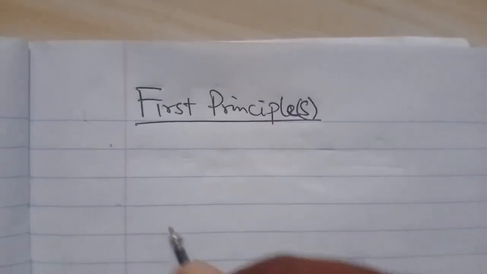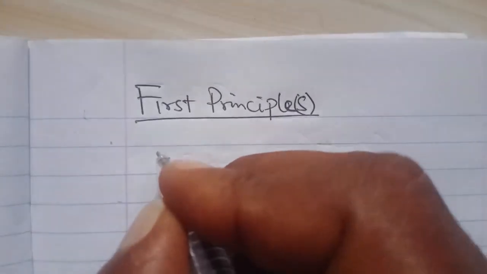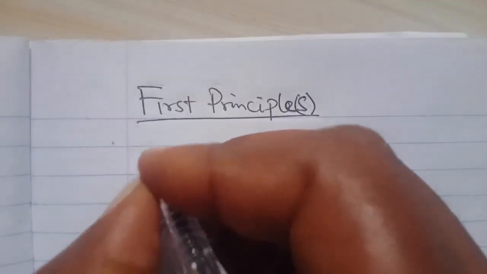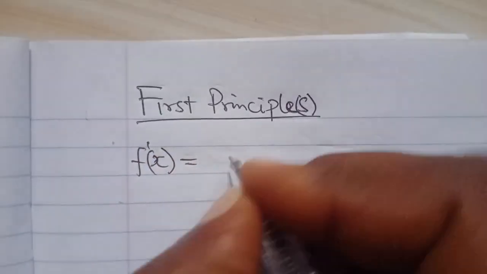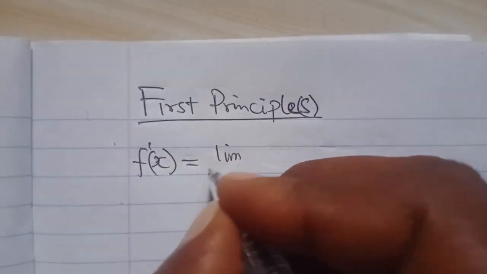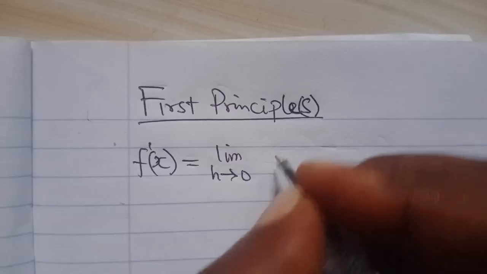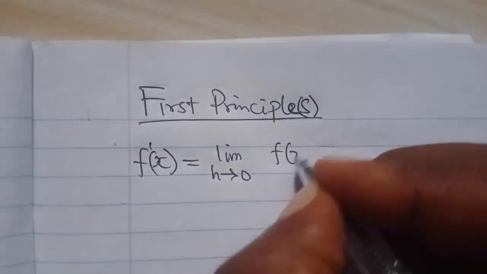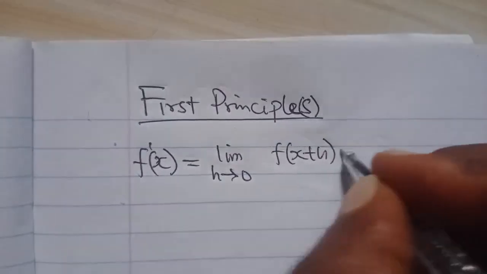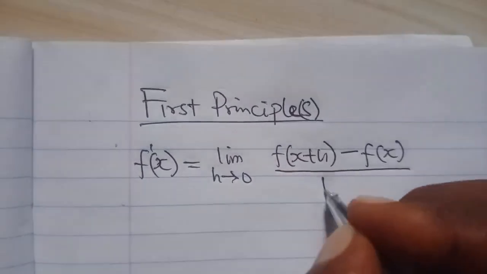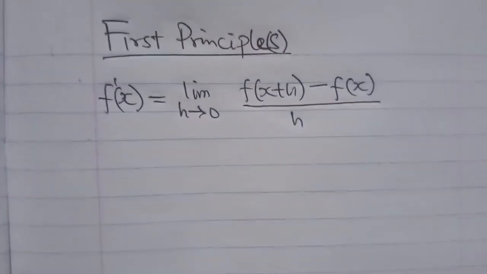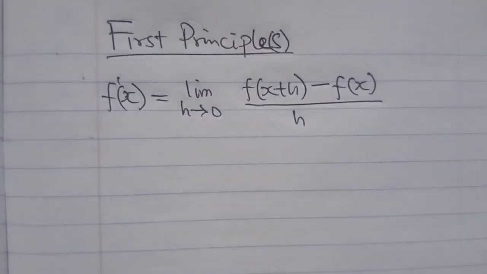Let's talk about differentiation using first principles. It has a general formula that f prime of x is equal to the limit as h tends towards 0 of f of x plus h minus f of x, then all over h. This is the formula known as first principles.